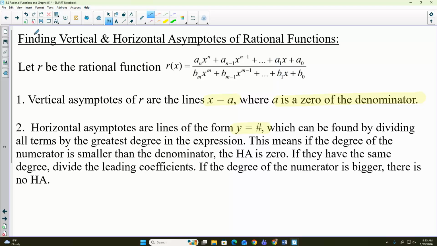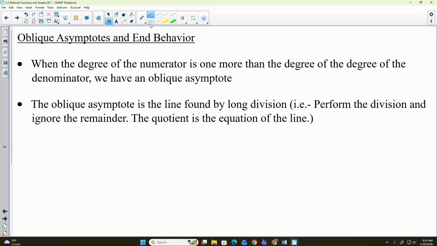Oblique asymptotes, the third type, happen when you divide these polynomials and you get a line. So when we get x to the first. Oblique only happens when the degree of the numerator is 1 more than the degree of the denominator. And to find it, we have to do long division. We probably won't get to too many of those yet. We may try 1 or 2 today, but we will look at more of those later.